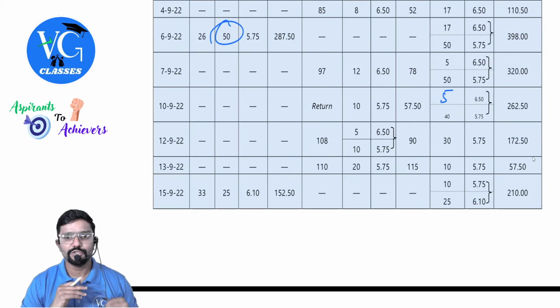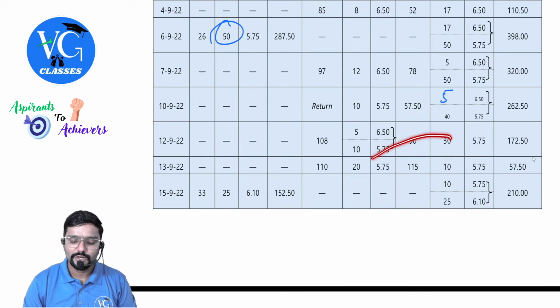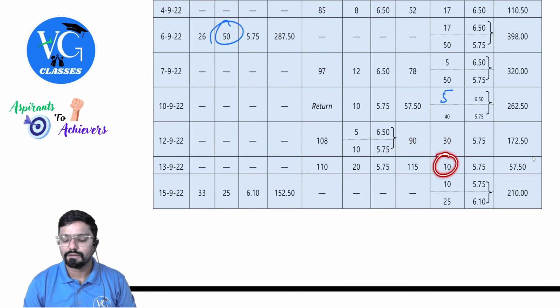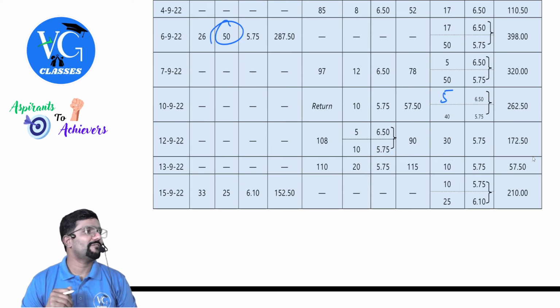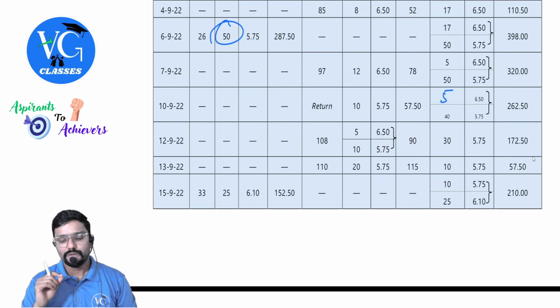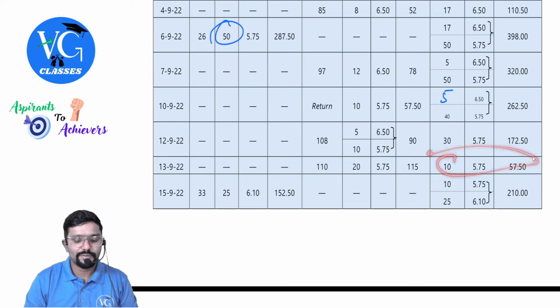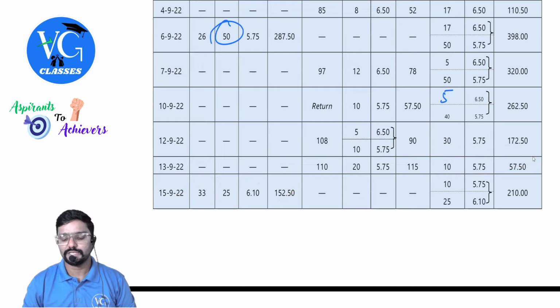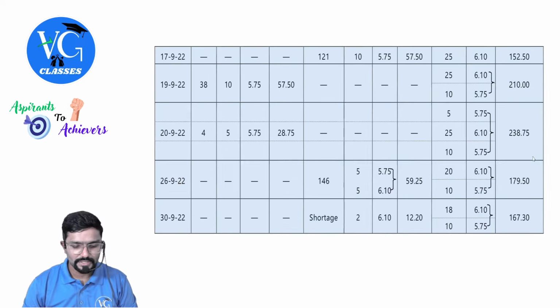Next, there is again an issue of 20 units. So from here only, you have only one lot. 20 at 5.75. Remaining is what, sir? 30 minus 20, 10 at 5.75. Then there is a purchase of 25 units on 15th September. At what price? 6.10. Comes to 152.50. So closing stock is 10 as it is plus 25 whatever we have purchased now. So we are showing both.